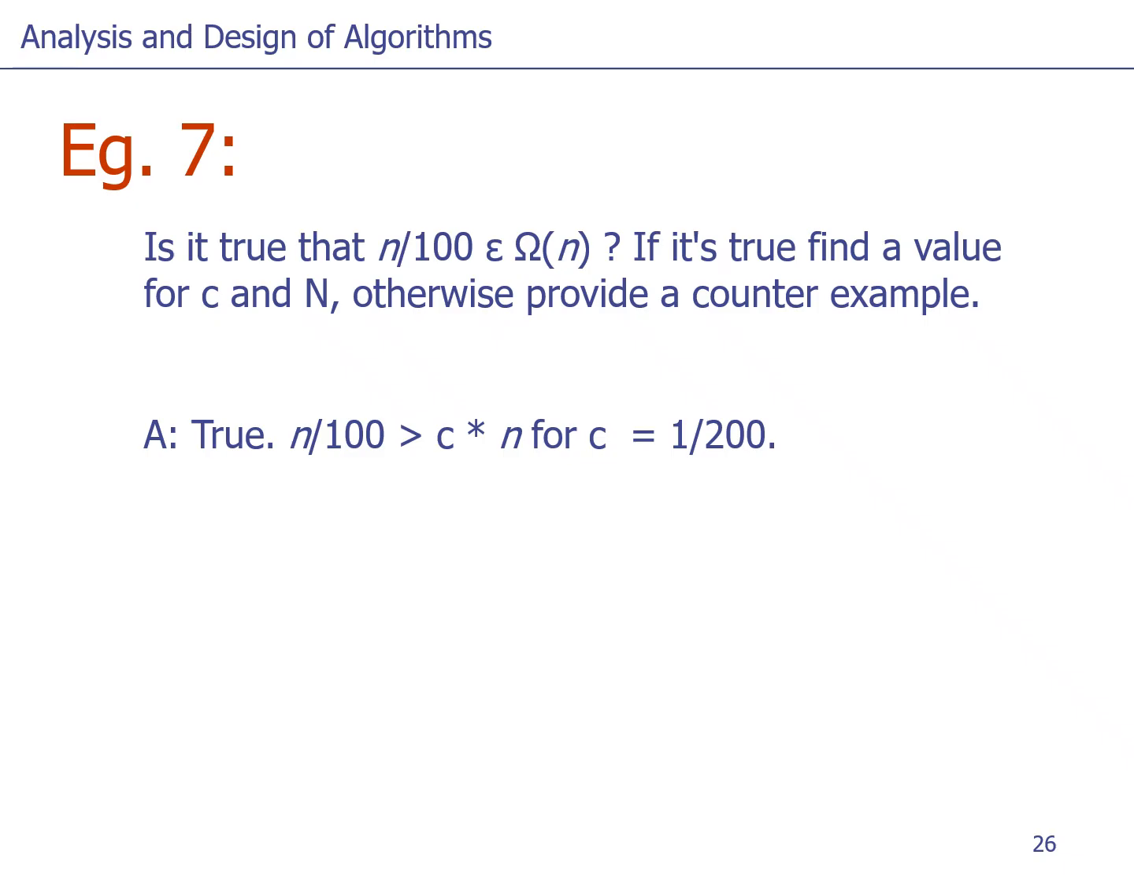So I'm looking for a curve that is below 1 over 100 multiplied by n. So for sure I can pick C to be 1 over 200. So 1 over 200 n as a curve, if you plot it, it will be below 1 over 100 n. Okay? And once I find the C, then I can find the n node.